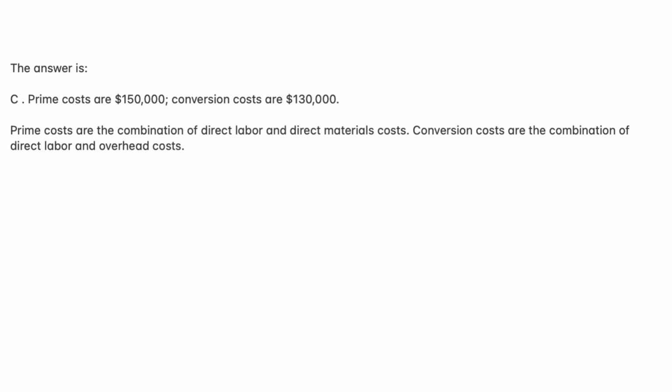The answer is C. Prime costs are $150,000, conversion costs are $130,000. Prime costs are the combination of direct labor and direct materials costs. Conversion costs are the combination of direct labor and overhead costs.